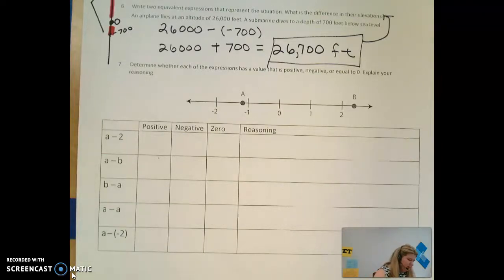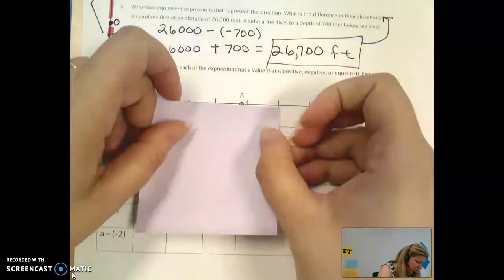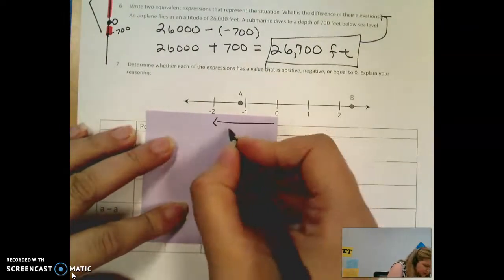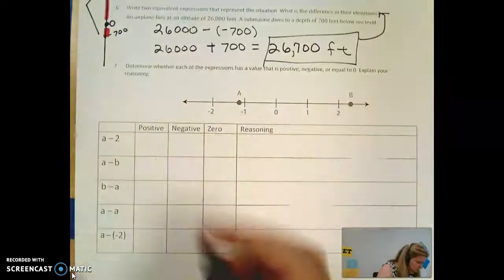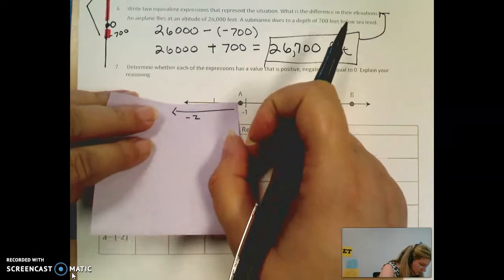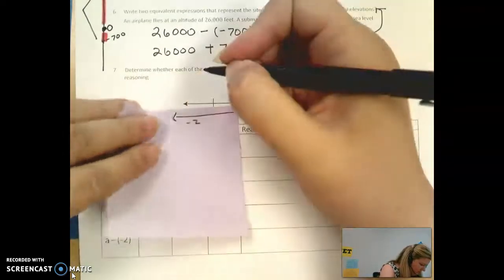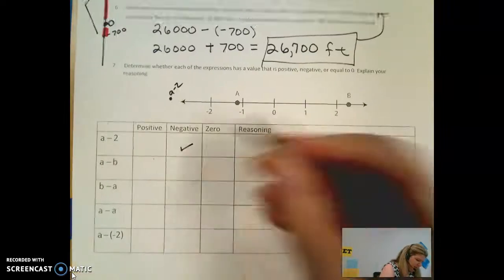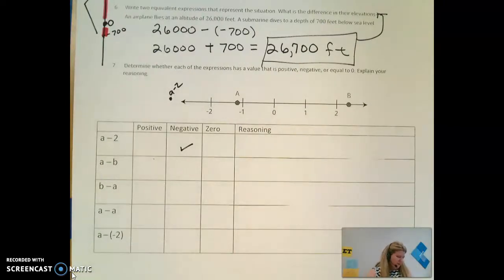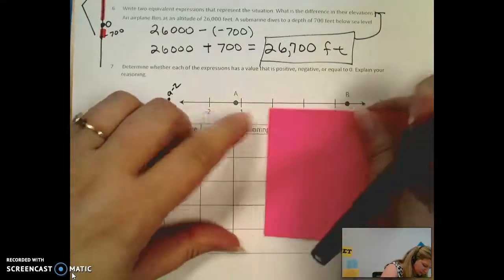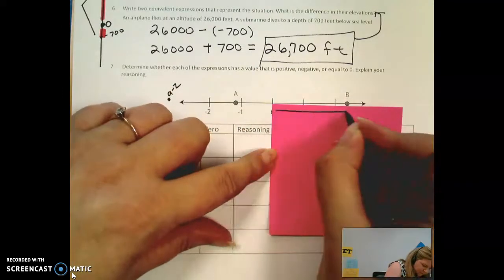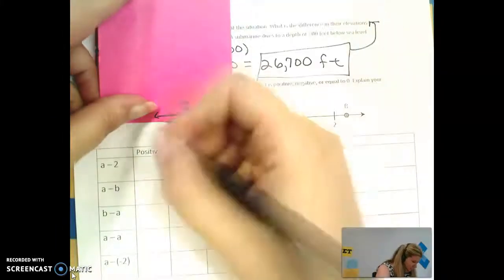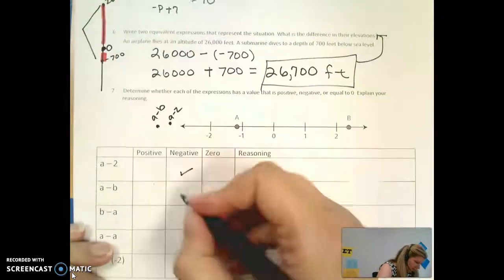So I'm going to get my Post-its back out. First of all, I need a measurement of -2. So starting here, left, -2. Okay. So A minus 2. Here's A minus 2. That's going to be negative. A minus B. Okay, so let's measure B. Here's B, but I'm subtracting it, so it's going to go left. I'm going to go A minus B. There is A minus B, which is negative.